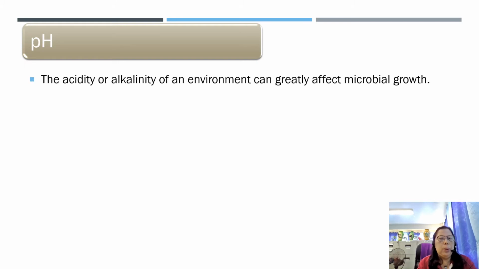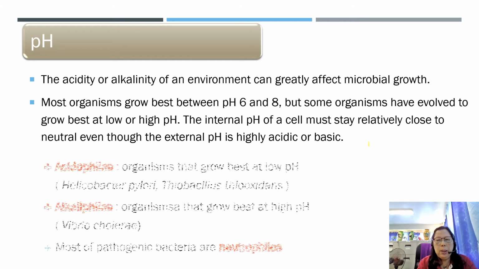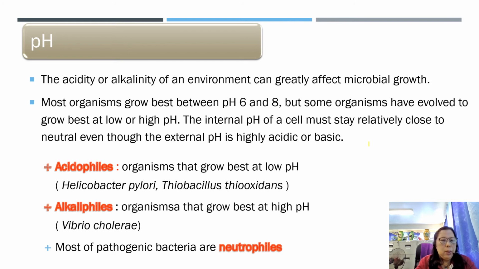Now let us go into pH. pH is the alkalinity or basicity of an environment. Most organisms grow best near neutral, that is 6 to 8, although there are some microorganisms that love highly acidic or basic environments. The acidophiles, like Helicobacter pylori and Thiobacillus thiooxidans, grow best in a low pH, or they like acidic environments.